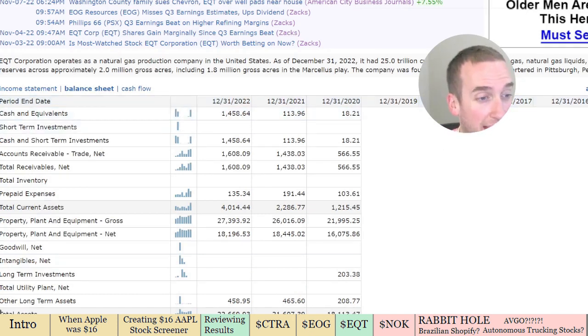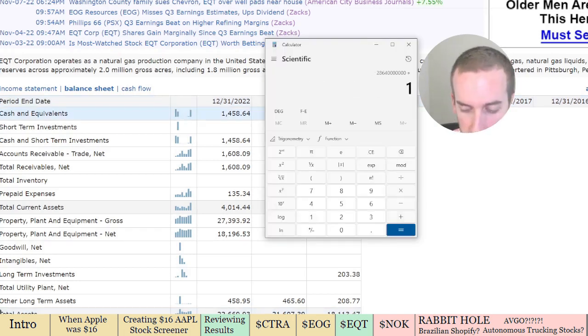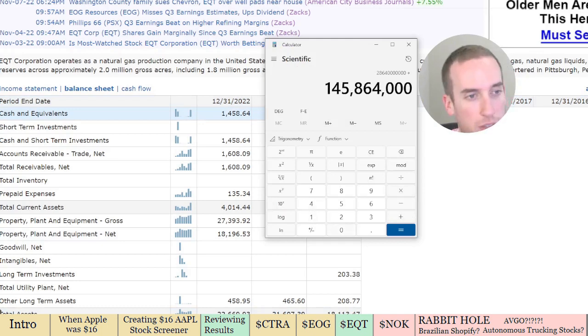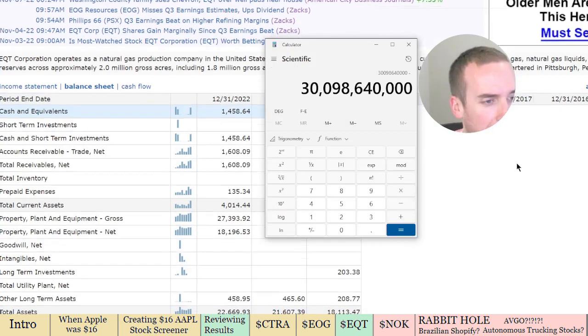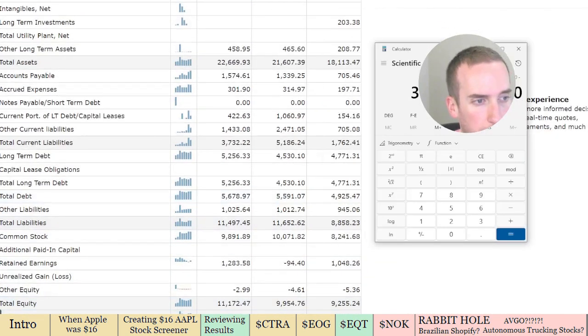Wow. Okay, cash, they went from 113 million in cash to 1.4 billion in cash. What? So plus 1 bill, 458 mil, 640 thou. Yep, that is correct. And then we're going to minus the debt, which is right here, 5 bill in debt. That's not good. Minus 5 bill, 678 mil, 970 thou. Yep. All right, let's just take a look.